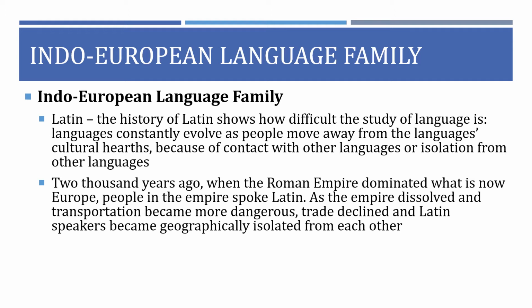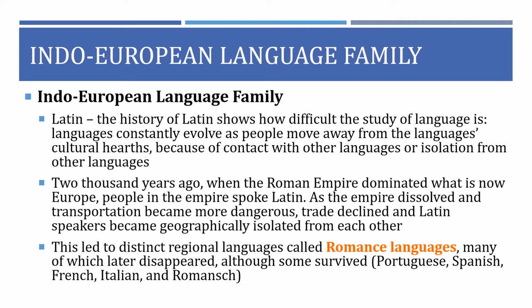In the area that's today Romania, it becomes Romanian because of the isolation that occurred after the fall of the Roman Empire. So this led to these distinct regional languages that, again, we grouped together today to call the Romance languages. And many of them have a lot in common. Portuguese and Spanish have a ton in common because they are right next to each other, and so they had more contact with one another.